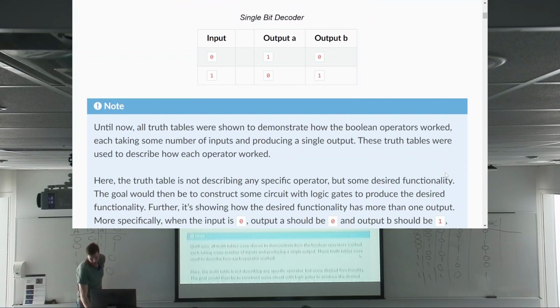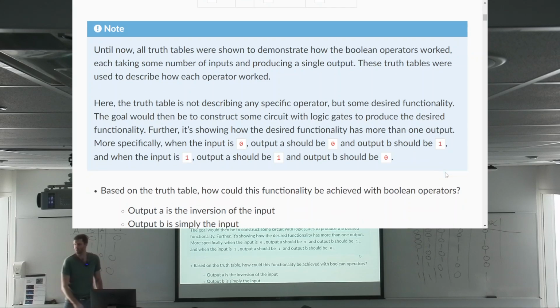Okay, here the truth table is not describing any specific operator, but some desired functionality. The goal would then be to construct some circuit with logic gates and inputs and outputs to produce the desired functionality. Further, it's showing how to describe the desired functionality when it has more than one output.